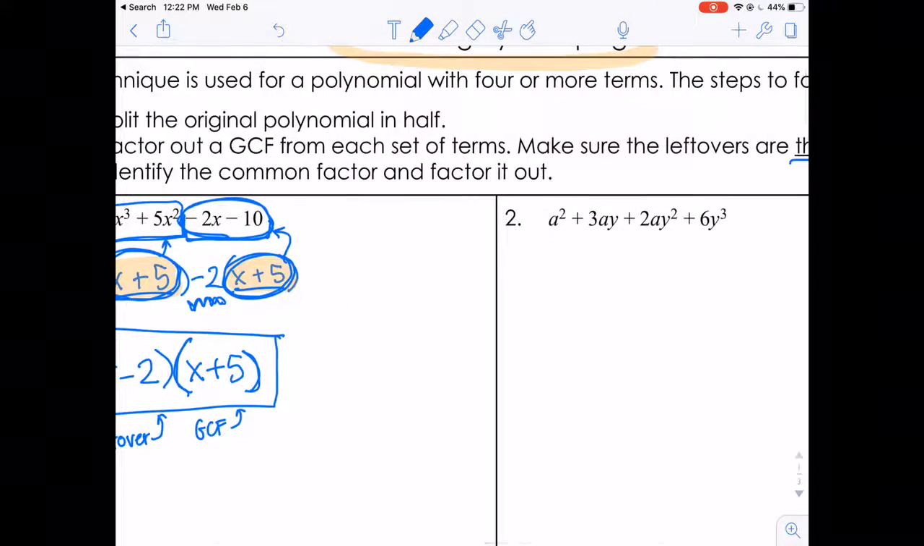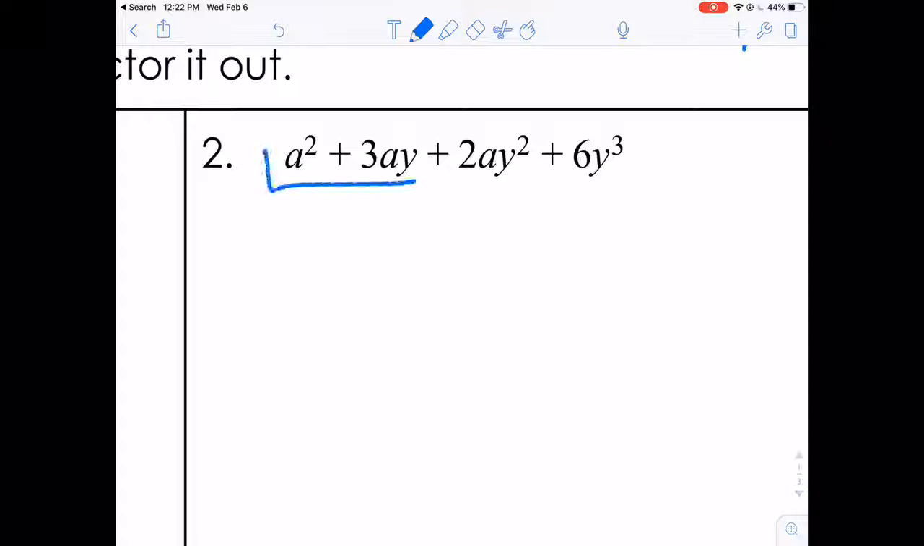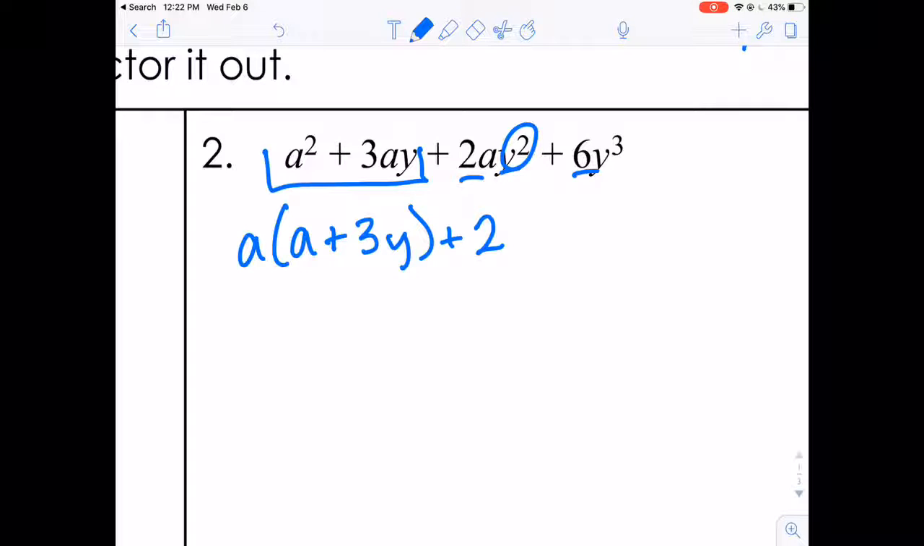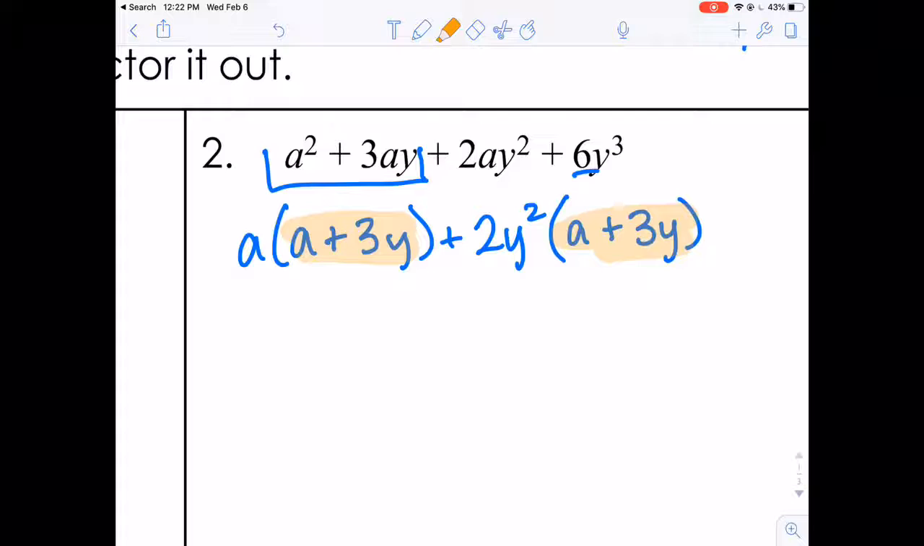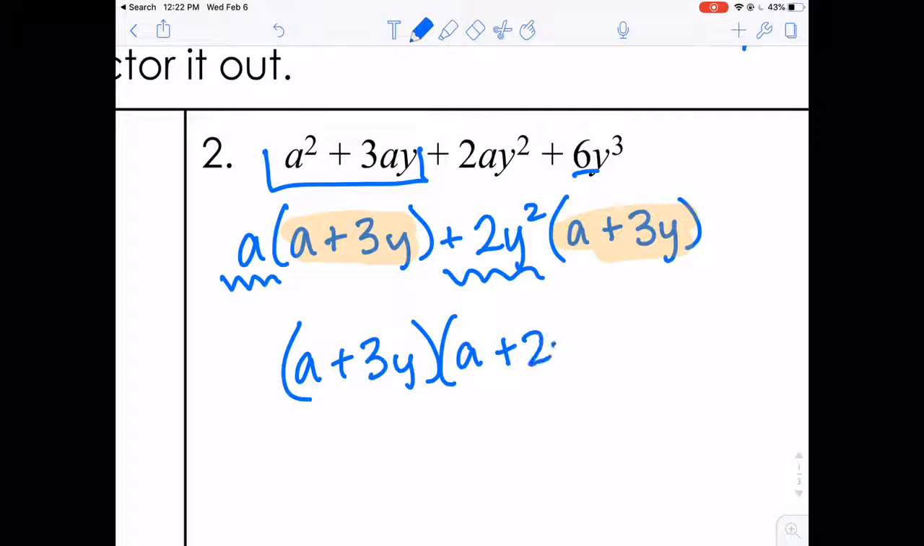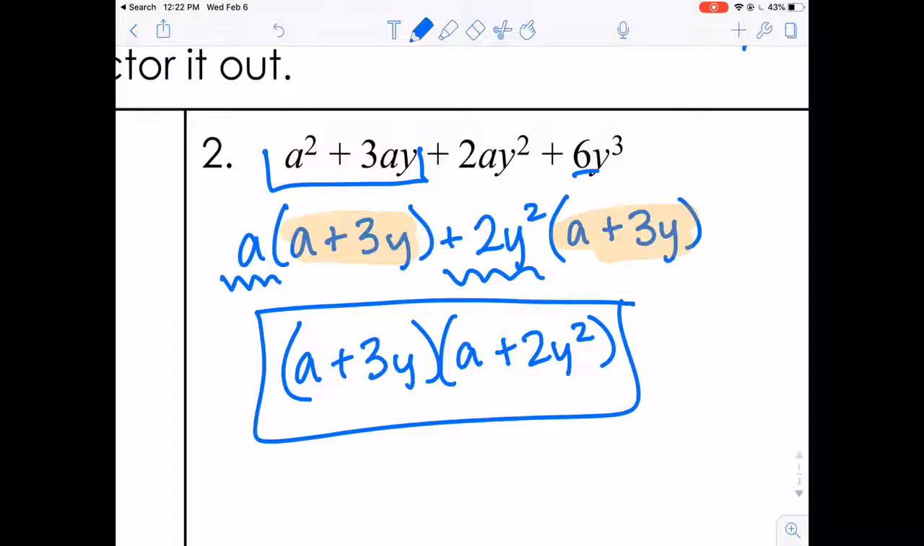So we can try number 2. For number 2, I'm going to look at the first 2 here. I can see that an a can come out, and I should have a plus 3y left over. And then on the second one, I can see that they're both divisible by 2, and they both have 2 y's in them. So y squared can be there. From there, what's left over would be an a plus, this divided by 2 is 3, and there's 1y left over. So I can see that what I'm factoring out is this a plus 3y. And what's left over is a plus 2y squared. So that's my answer there.